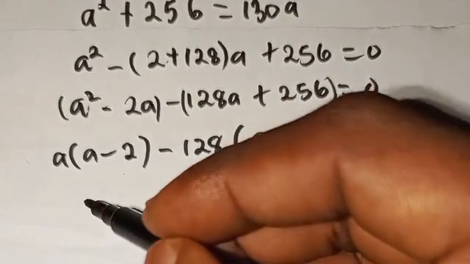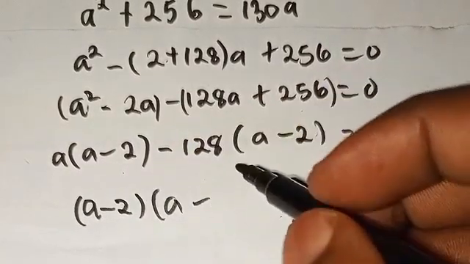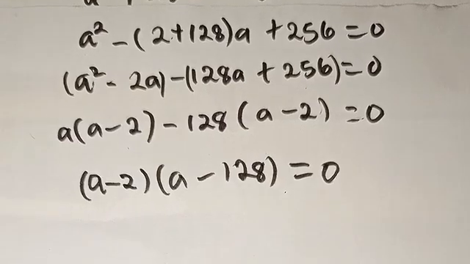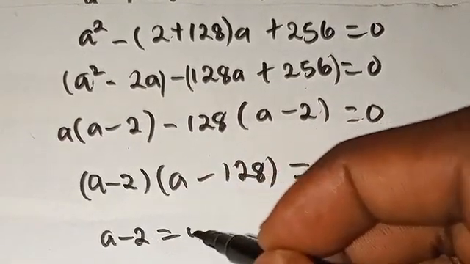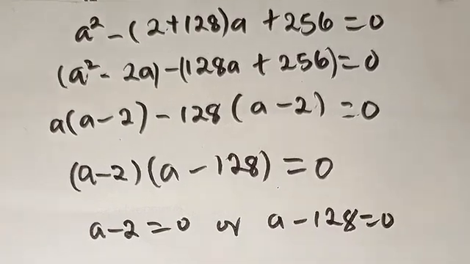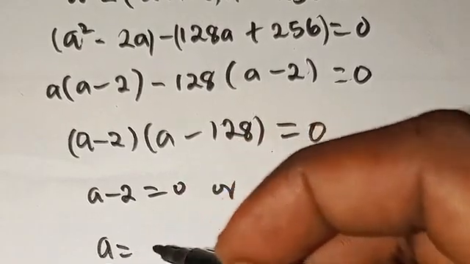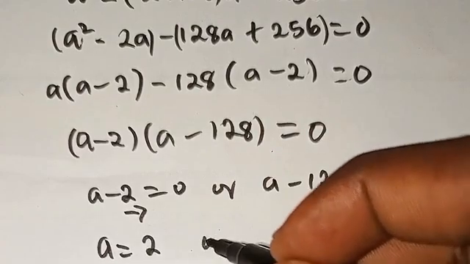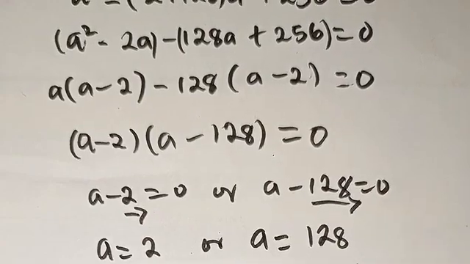So now you can see that a minus 2 is common. I'm going to factorize a minus 2 out. Then here I have a minus 128, then equals 0. So we have this zero form equation: a minus 2 equals 0, or a minus 128 equals 0. Are you following? So now we can have that a equals 2 if we transpose this to the right hand side, and a equals 128 if we transpose this to the right hand side.